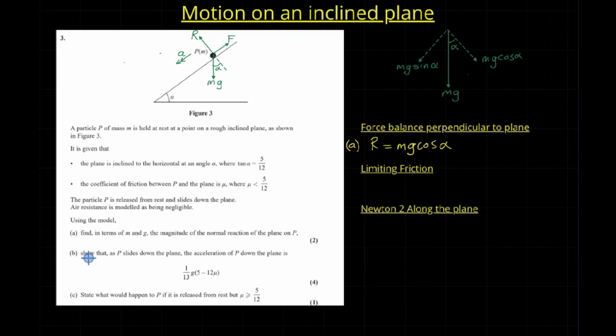In part B, we're asked to show that as P slides down the plane, the acceleration of P down the plane is given by this expression. We now need to appeal to limiting friction. Limiting friction says that friction is less than or equal to mu times R, where mu is the coefficient of friction. It becomes equal to mu times R when the object is sliding or on the point of sliding. In this case, it has started to slide, so we know that the force is equal to mu times R, which is mu times mg cos alpha.